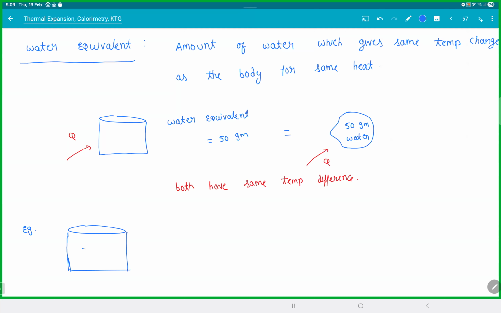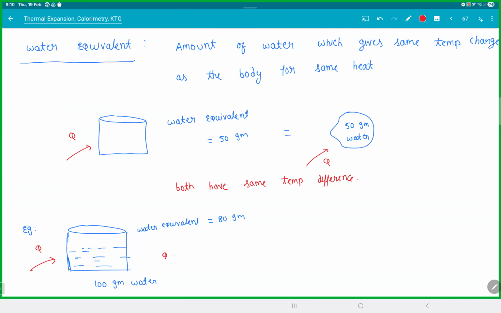So we have a container filled with water. Inside the container, we have 100 grams of water. And it will be written on the container, water equivalent is 20 grams. Or let's say 80 grams. Now, technically speaking, when I give heat Q, this is how we should write the equation.